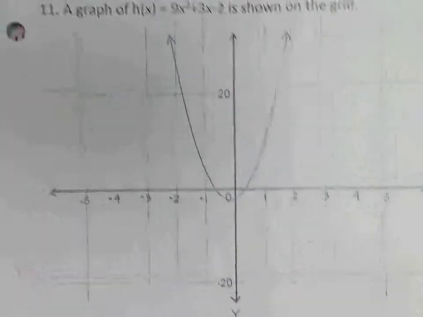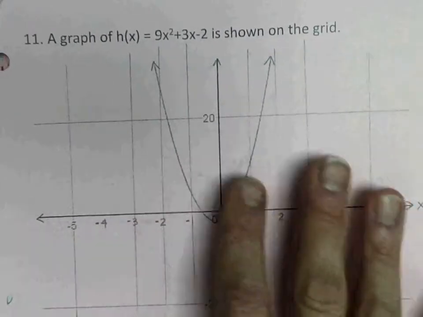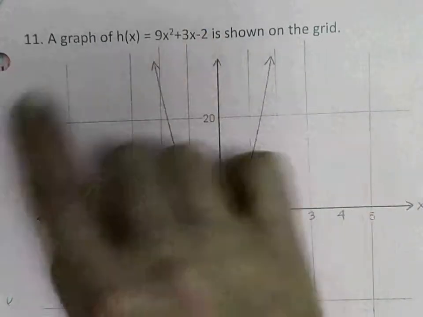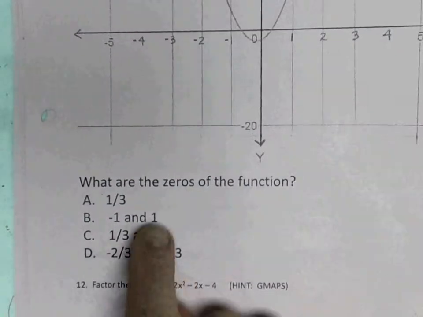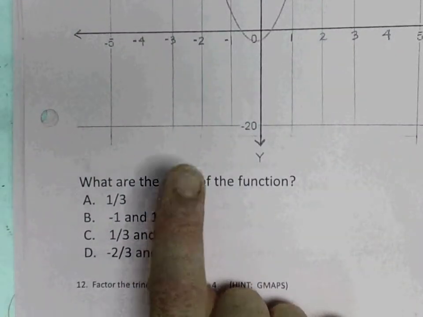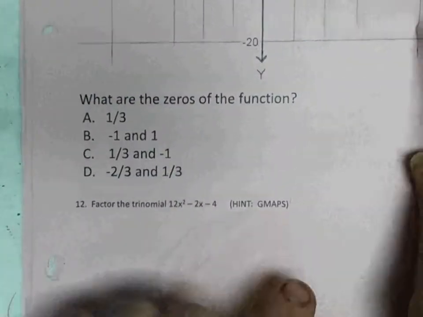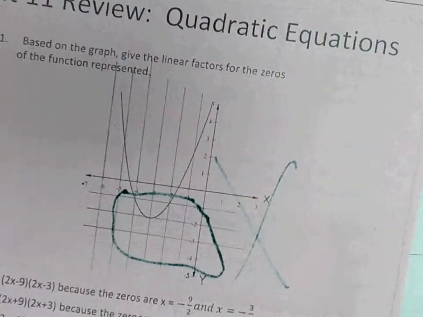Same thing with 11. Here are some grid lines. You have the equation. If you want to put it in your calculator, you can do that. But it's asking for all of the solutions. 12 is a GMAP problem. The hint is already given for you. There you go. Do your review.